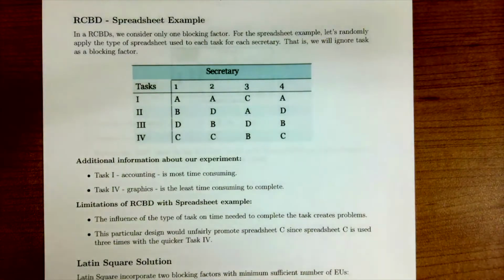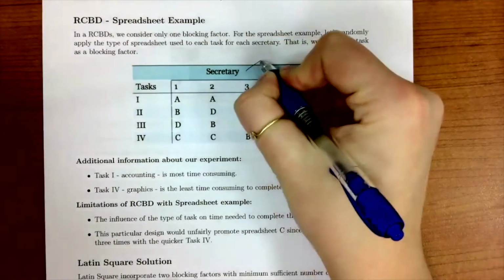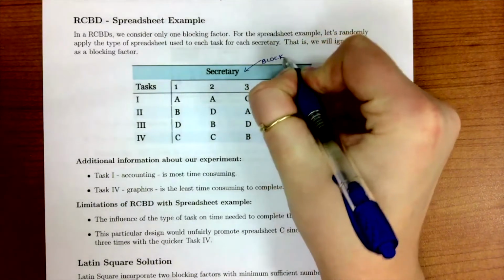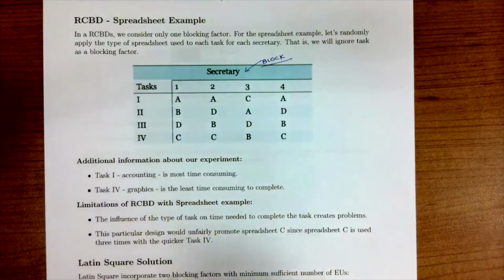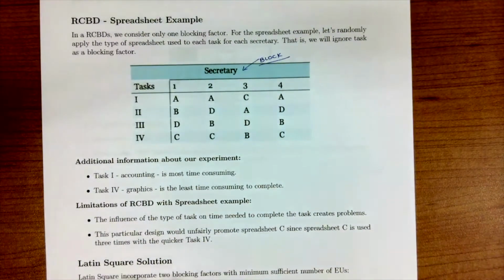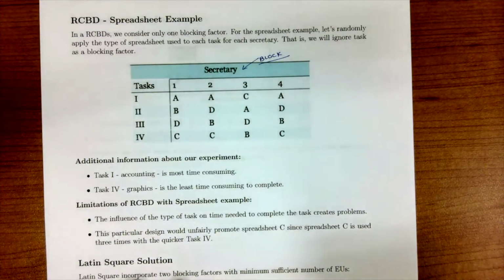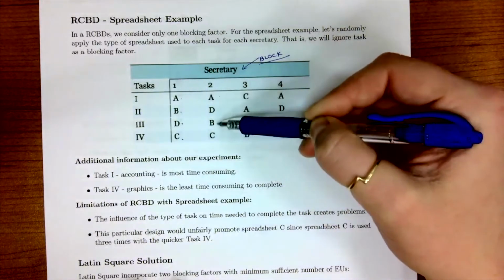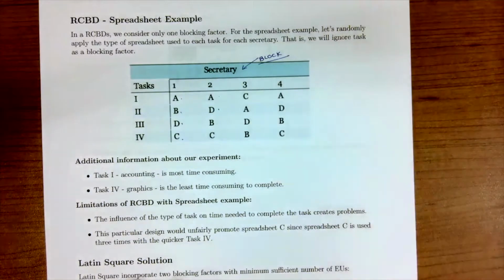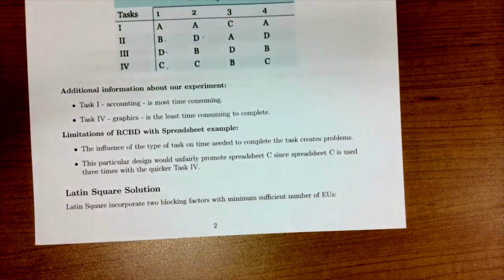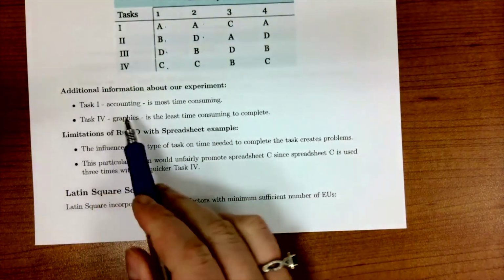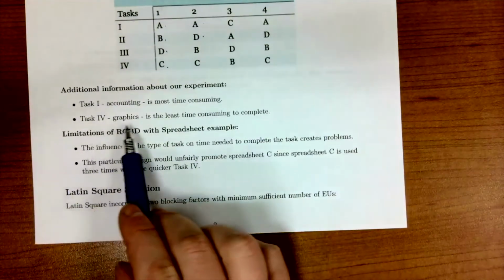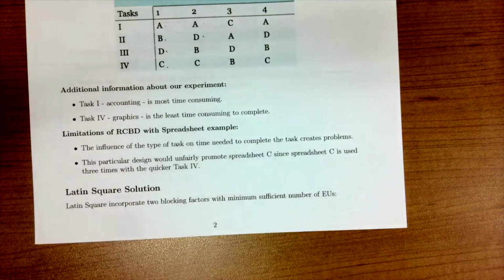Let's say we're going to keep secretary as our block, and we're just going to ignore task as a blocking factor. We're not worried about it right now. We apply our randomization scheme for an RCBD, and we can see that each block of the secretary has A, B, D, C, A, B, C, D. And so this is characterized as an RCBD. Now, let's say we had additional information where task 1, which is, let's say, accounting, is the most time consuming, and task 4, which is graphics, would be the least time consuming to complete.